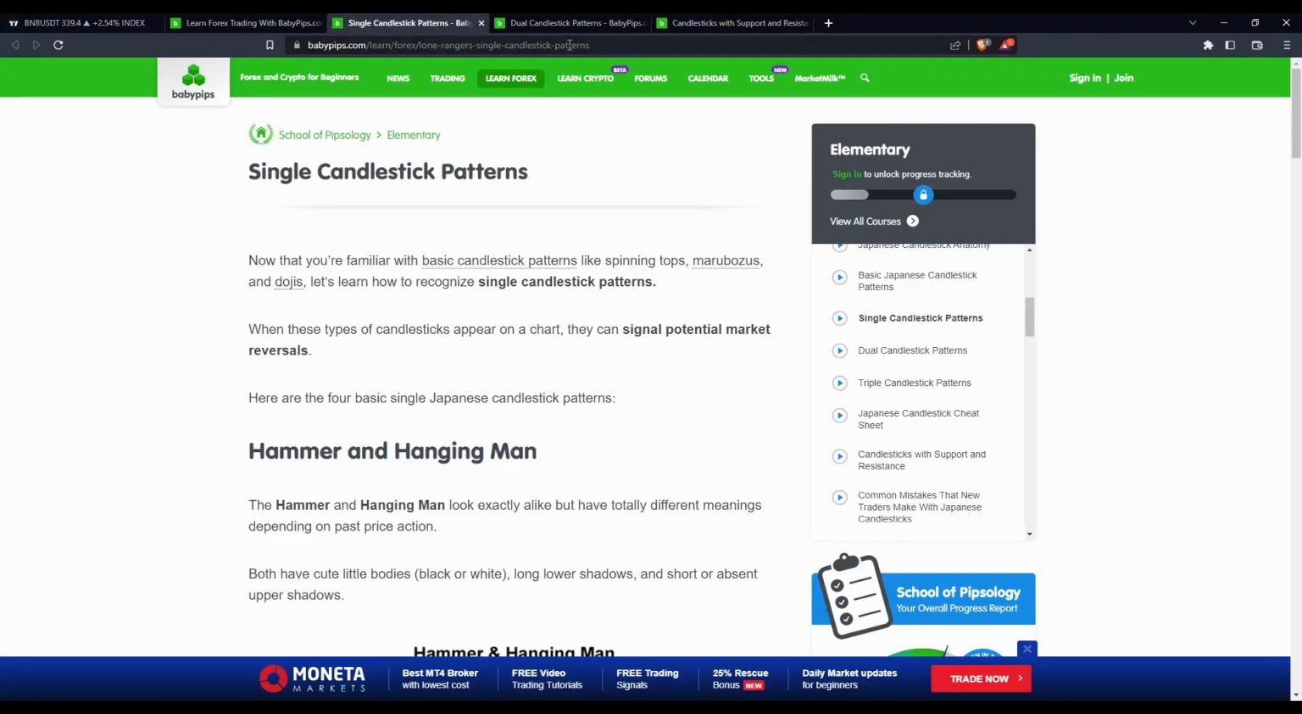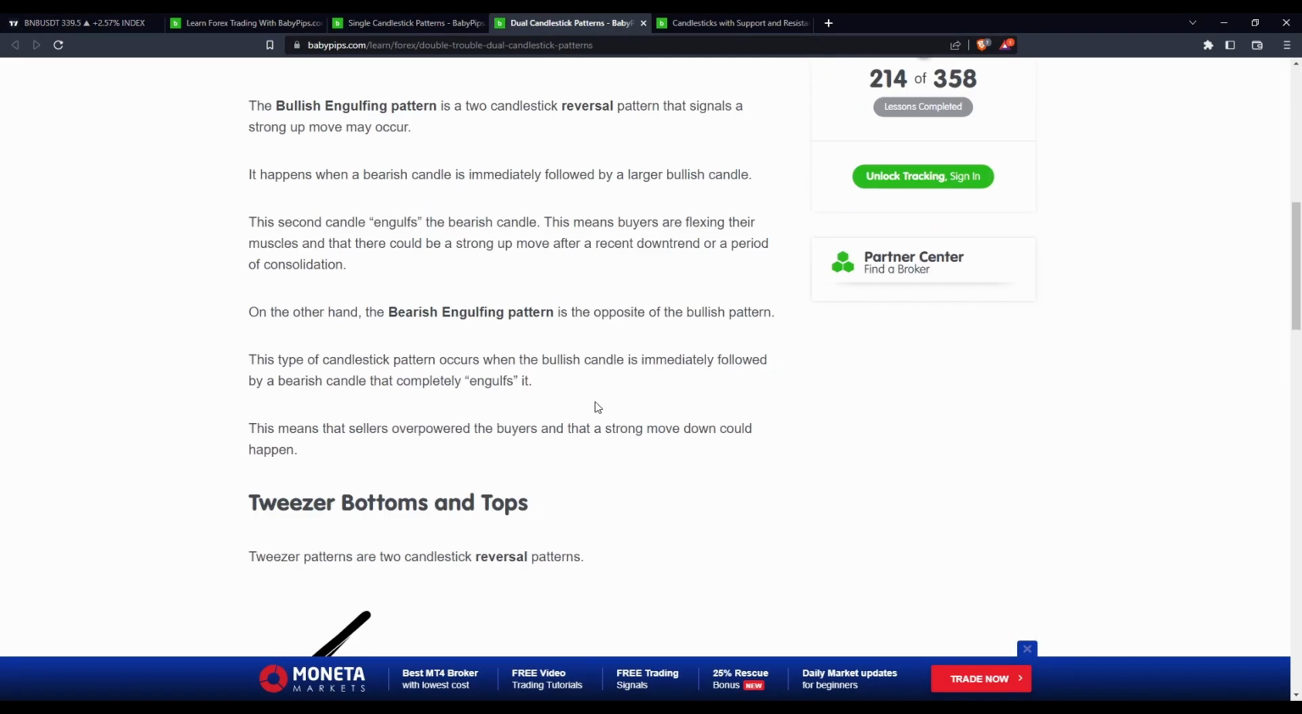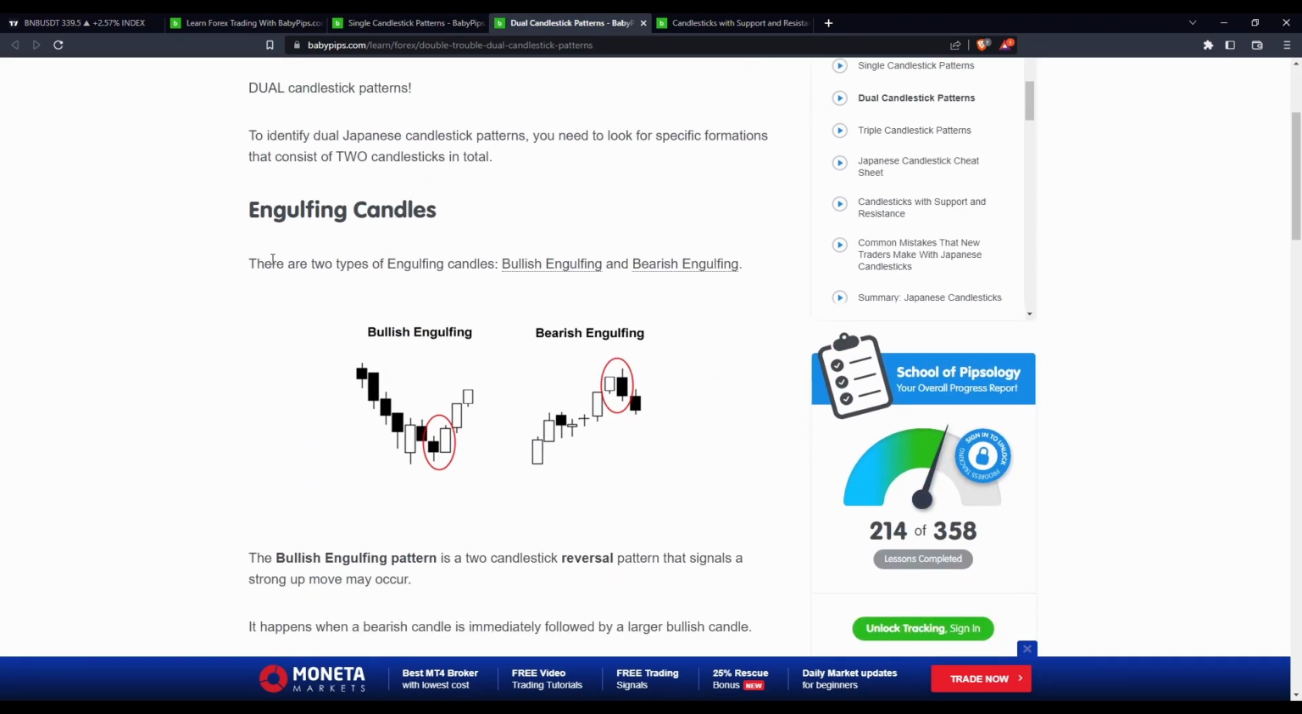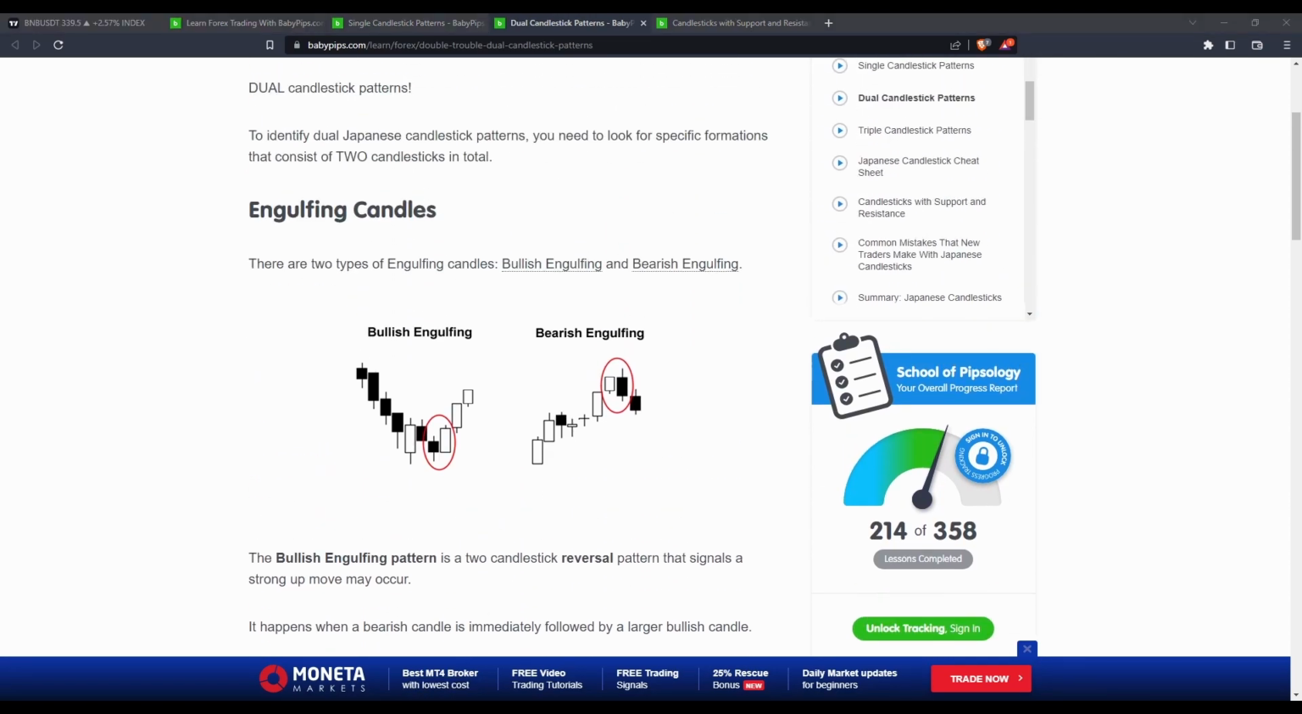Moving on. Engulfing candles. There are 2 types of engulfing candles. You get bullish engulfing and bearish engulfing. Does everyone in the chat know exactly what a bearish and bullish engulfing candle is, so I don't have to go over it?